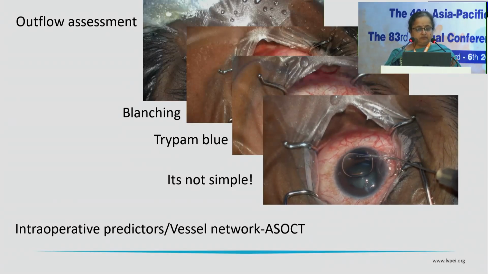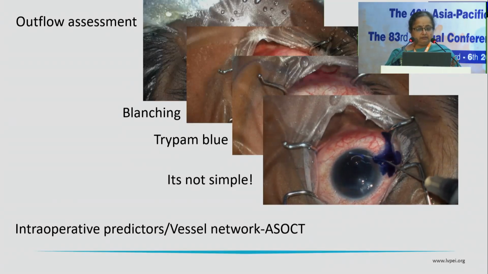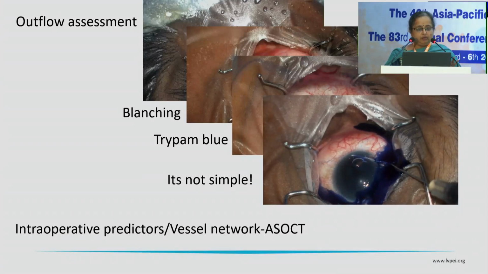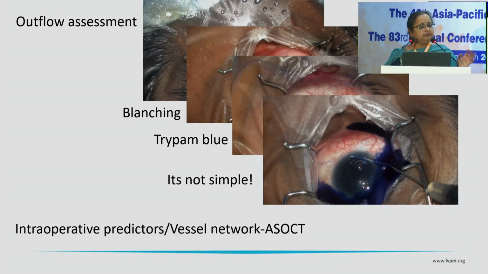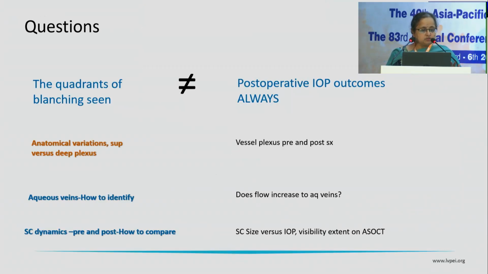So this is the patient where you saw blanching happening, but then the trypan blue happening quite far away from the area of blanching. This also happens. So we don't know the reasons. The quadrants of blanching do not always correlate to the trypan blue staining quadrants, which may be very different, and do not always correlate to the IOP outcomes. We have eyes where the trypan blue staining happened in all the quadrants, but then the IOP rose up to 22, 21, and we ended up giving medications.